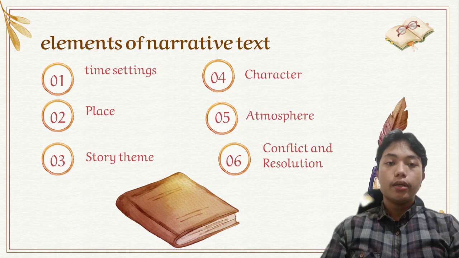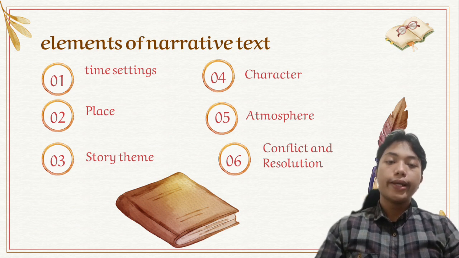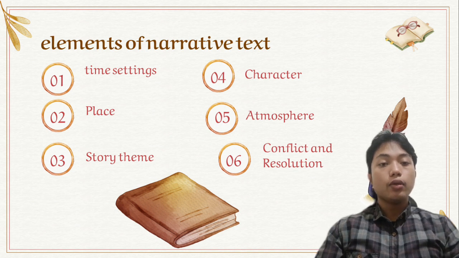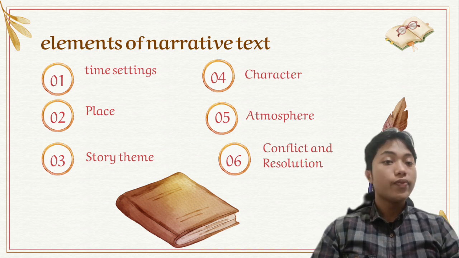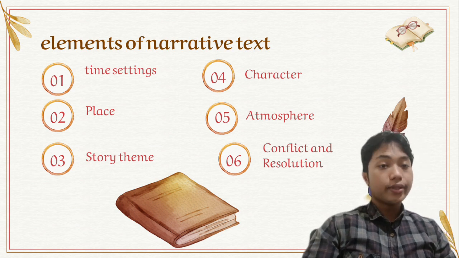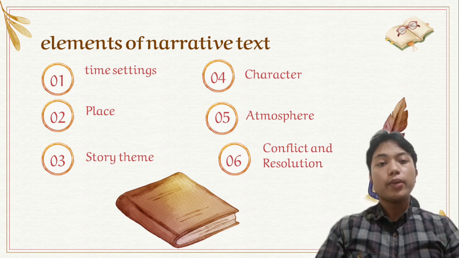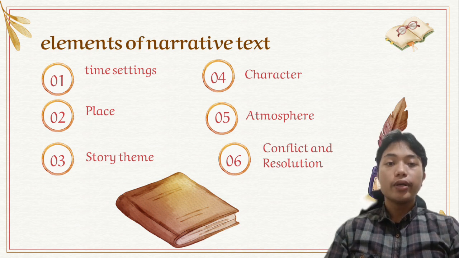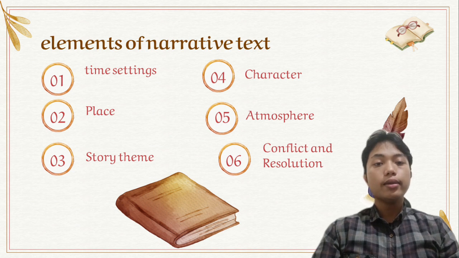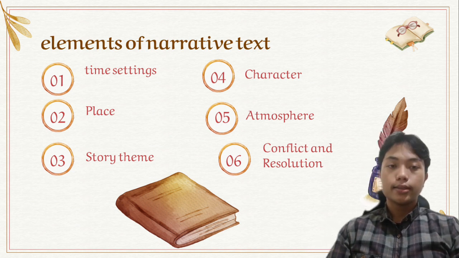Time setting refers to the time or era in which the story takes place. It includes information about a specific year, month, day, season, and even time. The timing provides a temporal framework for the story and helps the reader understand the story's time context.